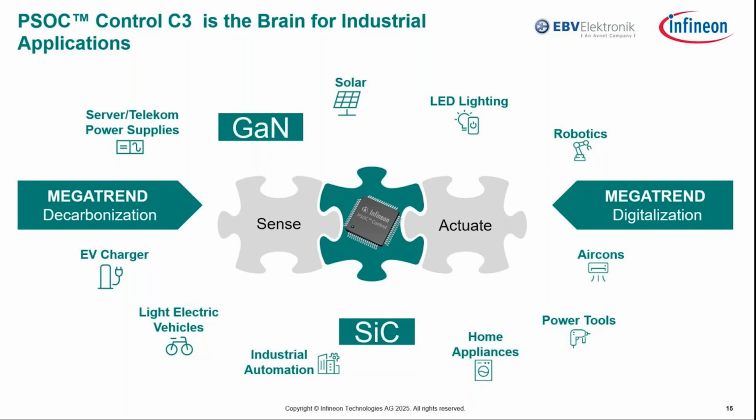When we look at the motor control focused applications on the screen, we can easily address the points: robotics, air conditioners, power tools, home appliances, industrial automation, and light electric vehicles. Too many options. Another important point is the use of next generation switches in motor control applications, driven by advancing technology. There are specific requirements for silicon carbide, called SiC, and gallium nitride, called GaN, and the PSOC Control C3 is capable of meeting those needs.